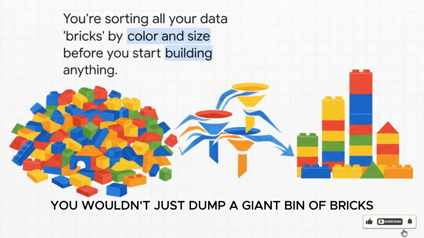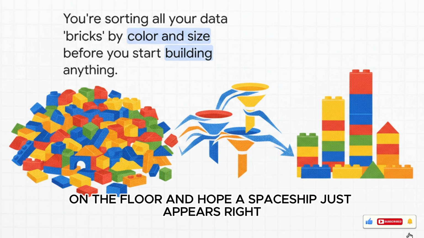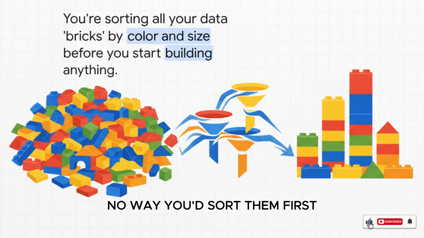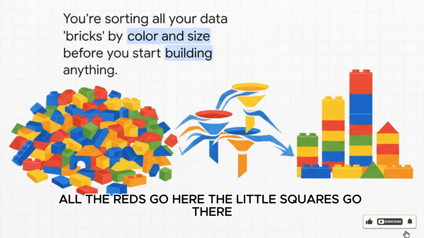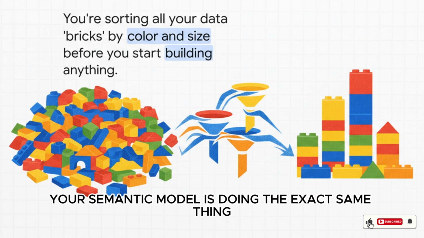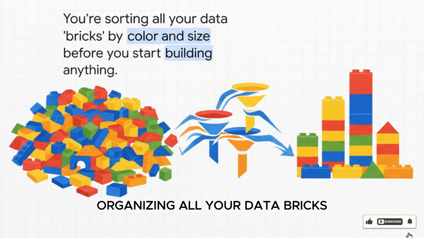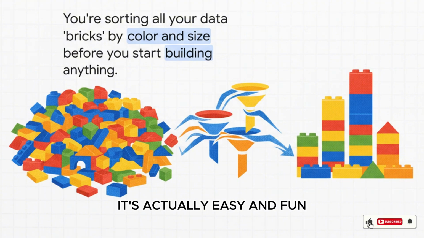The absolute best way to think about this is with Legos. You wouldn't just dump a giant bin of bricks on the floor and hope a spaceship just appears, right? No way. You'd sort them first. All the reds go here, the little squares go there. Your semantic model is doing the exact same thing, organizing all your data bricks. So when it's time to build, it's actually easy and fun.